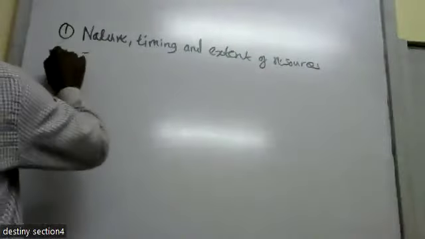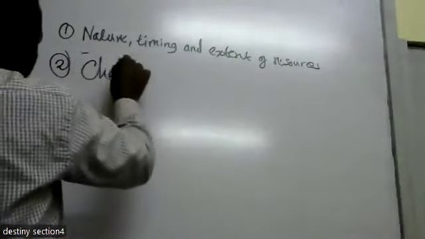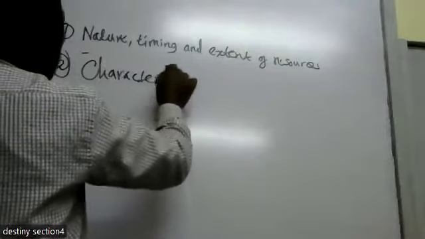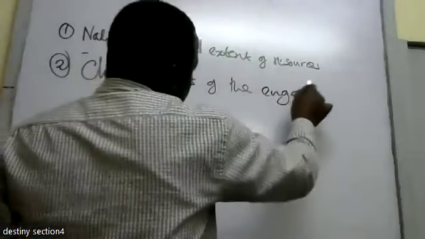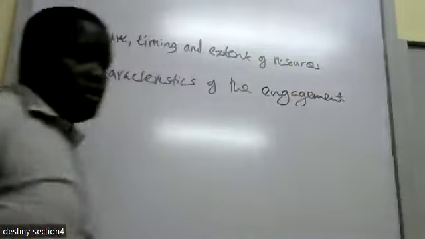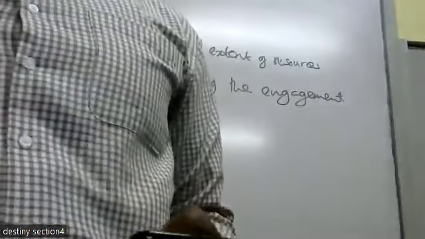Number two is characteristics of the engagement. Then point number 1 under that is financial reporting framework. The next one, industry reporting.